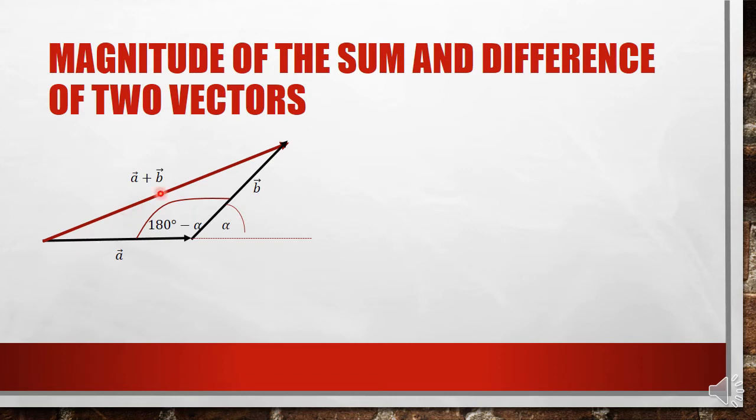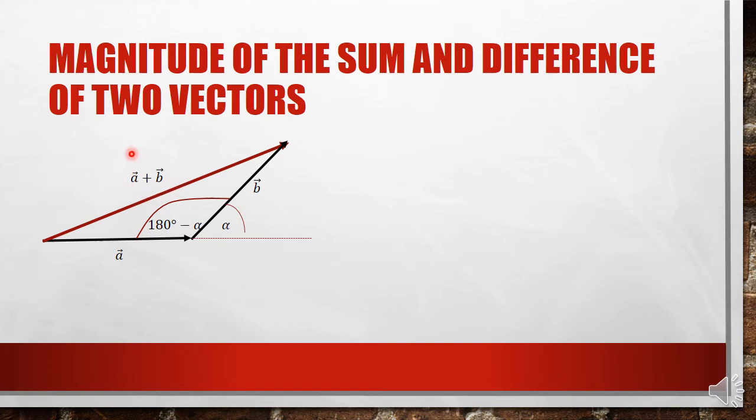where the red vector, this one, is a plus b, or its resultant, and the angle becomes 180 minus alpha. So I have this triangle. This one is a, this one is b, and this one is a plus b. And the angle between this and this is 180 minus alpha. So how do we find the length of a plus b?